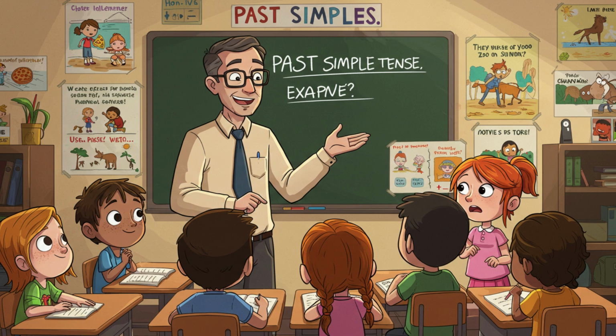First things first. What is the past simple? We use it to talk about completed actions, states, or habits in the past. Think about what you did this morning. I woke up, I brushed my teeth, I made some coffee. See? All those actions are finished. They happened in the past. That's the past simple in action.